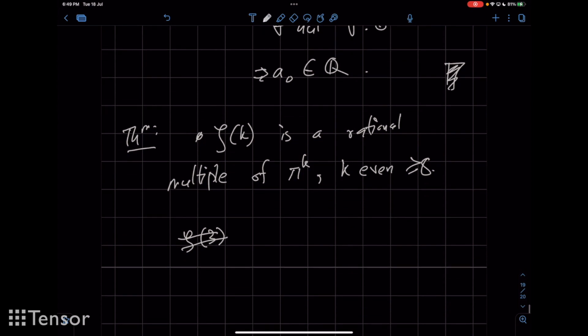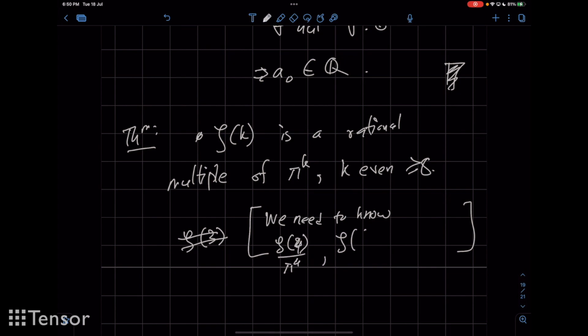And there's a slight side note: for proving this, we need to know that zeta of 4 over pi to the 4 and zeta of 6 over pi to the 6 are rational. So first we need to know that zeta of 4 and zeta of 6 are rational multiples of pi to the 4 and pi to the 6. Then using that we can show it for all other even integers.